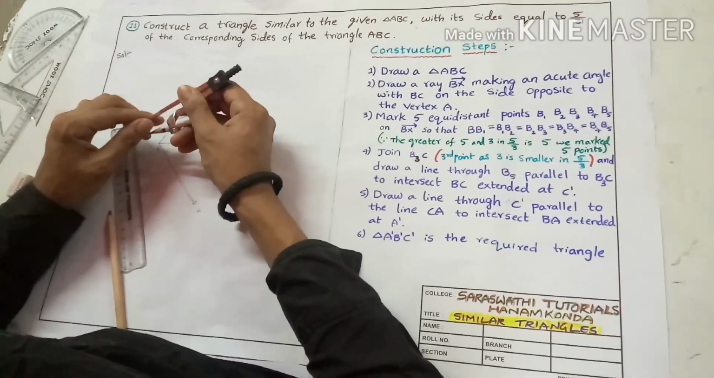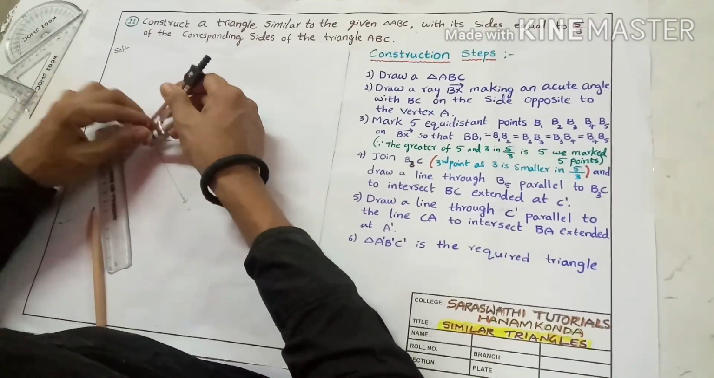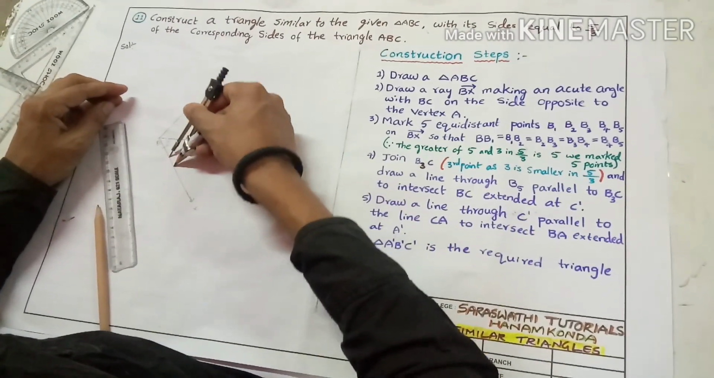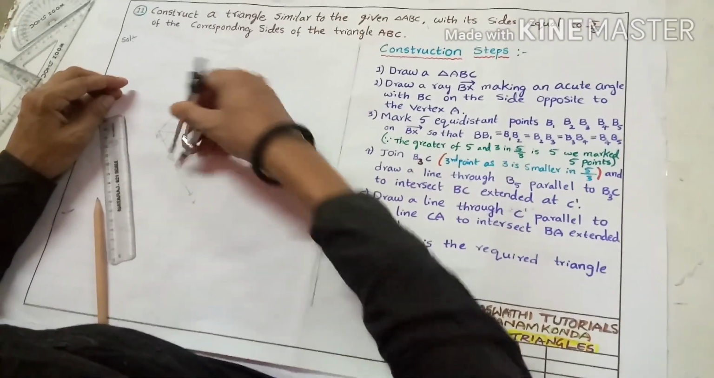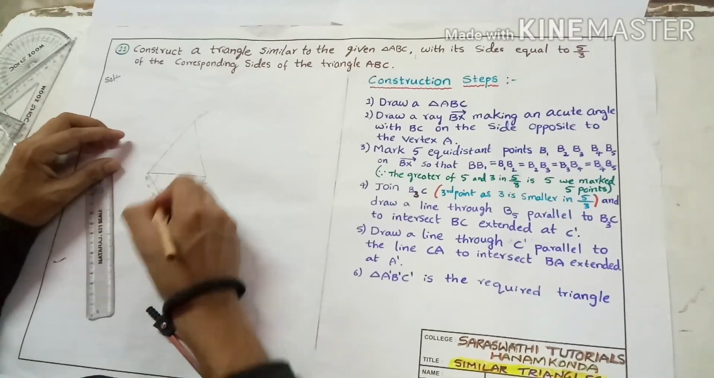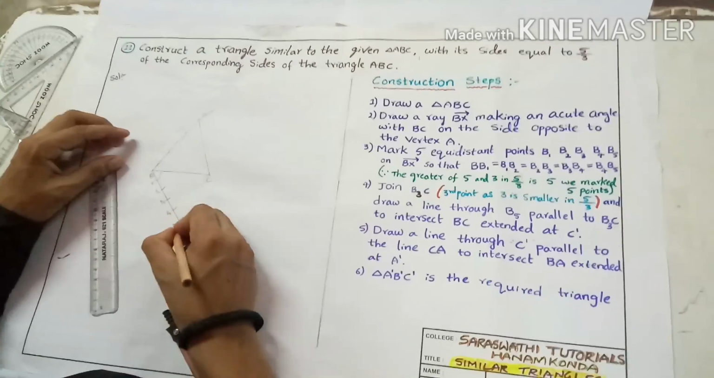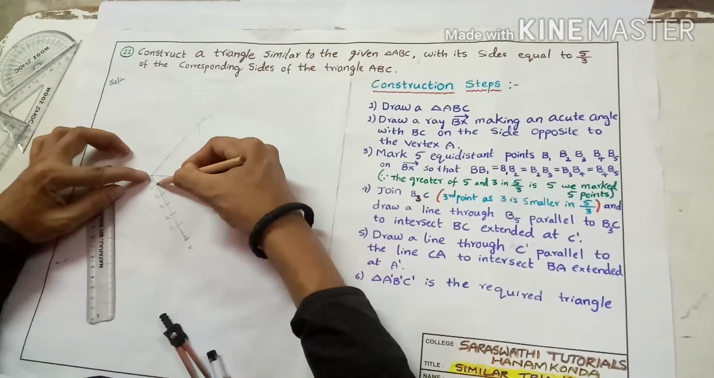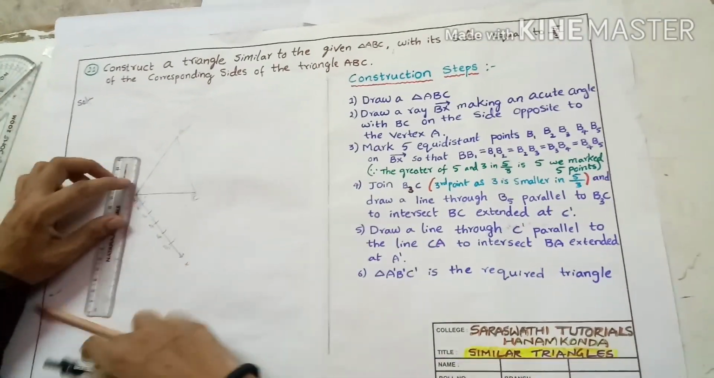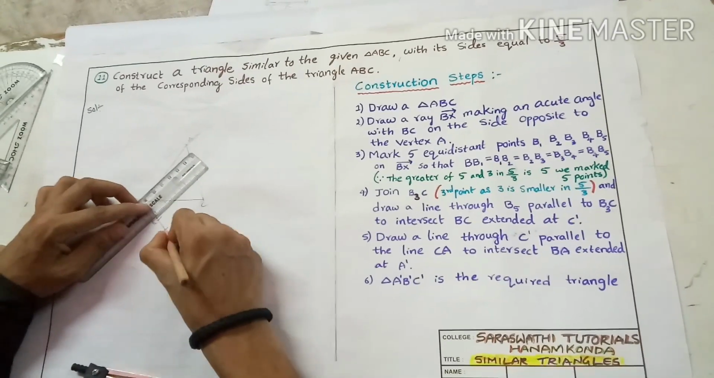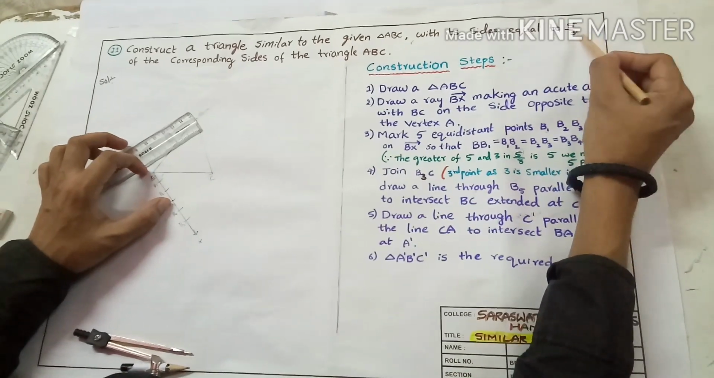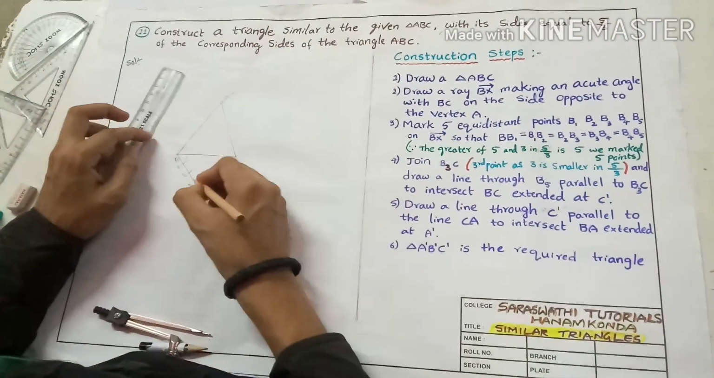That means take a fixed length with the compass and from B mark 5 points: 1, 2, 3, 4 and 5. So B1, B2, B3, B4 and B5, where the lengths B1B2, B2B3, B3B4 and B4B5 are equal. Now join B3 and C. Why have we considered the third point? Because in the ratio 5:3, the smaller value is 3, so we consider the third point.